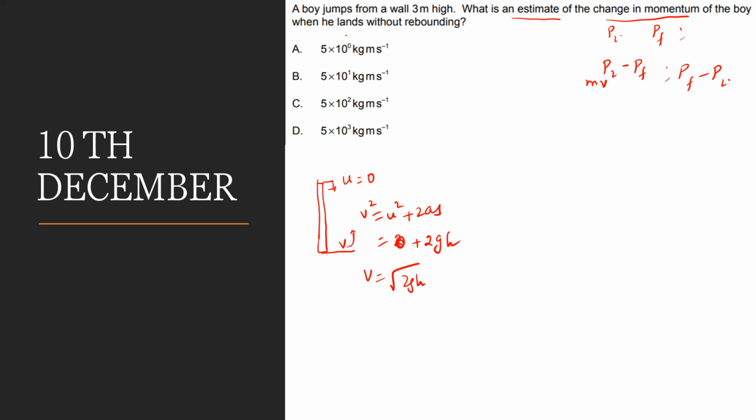Now he says very clearly that he lands without rebounding, which means what? There's no rebound. He doesn't jump upwards. His velocity of rebound is 0, right? So therefore, if I take this as V1, your V2 will be equal to 0.